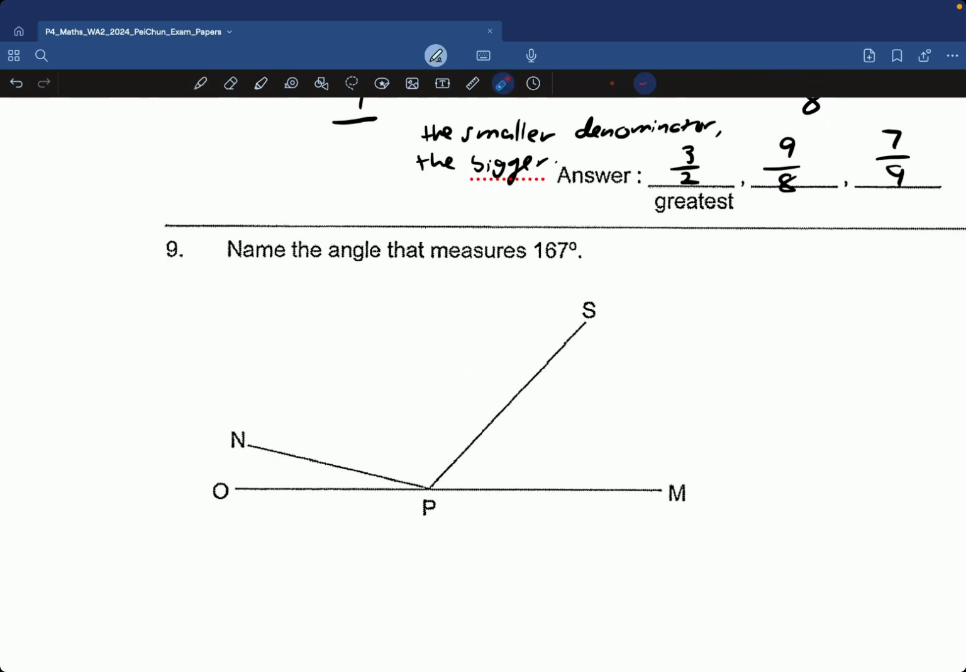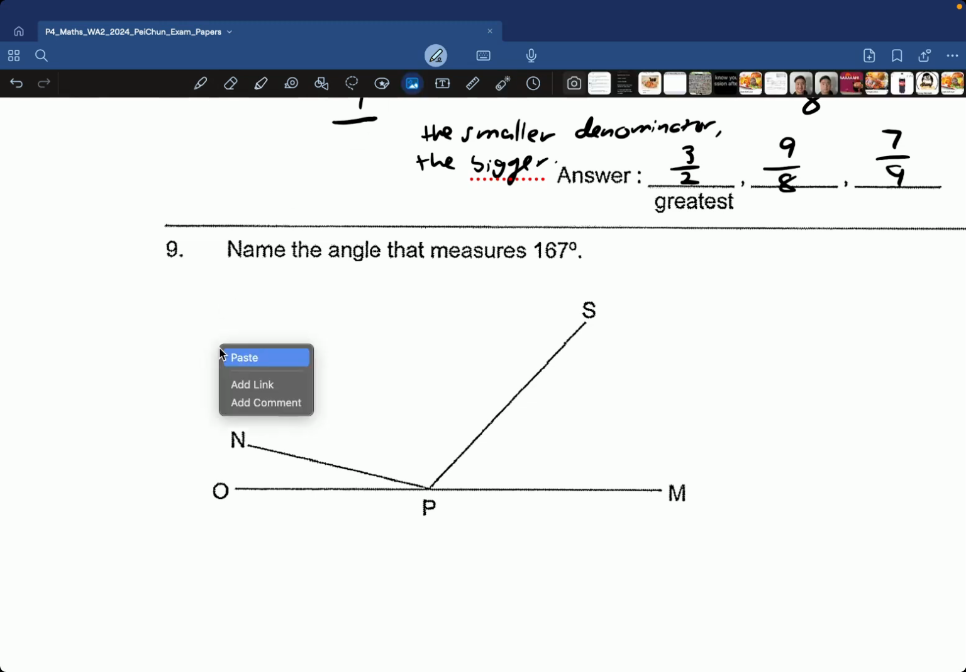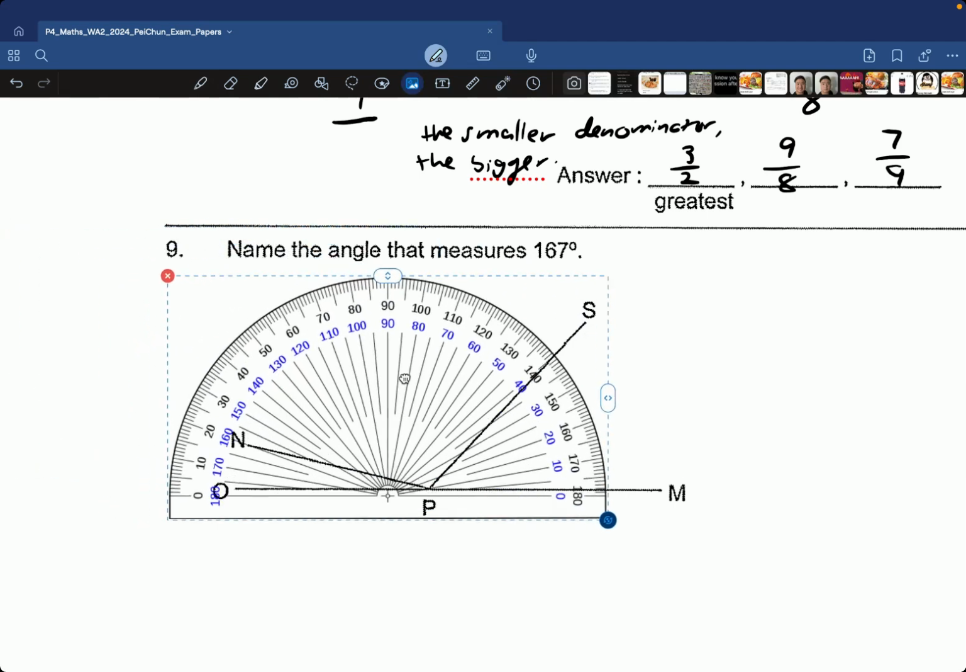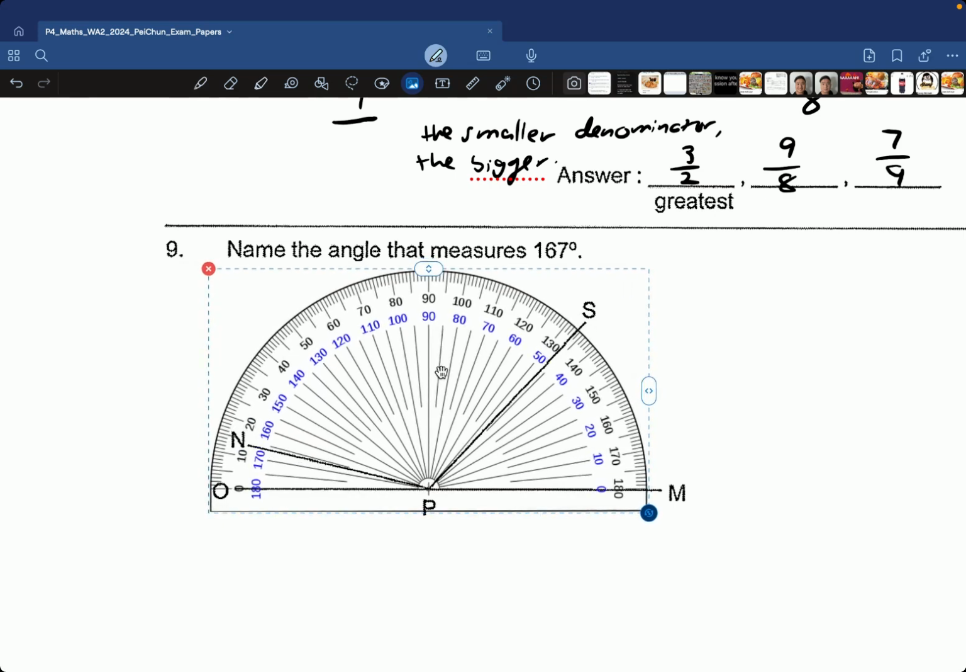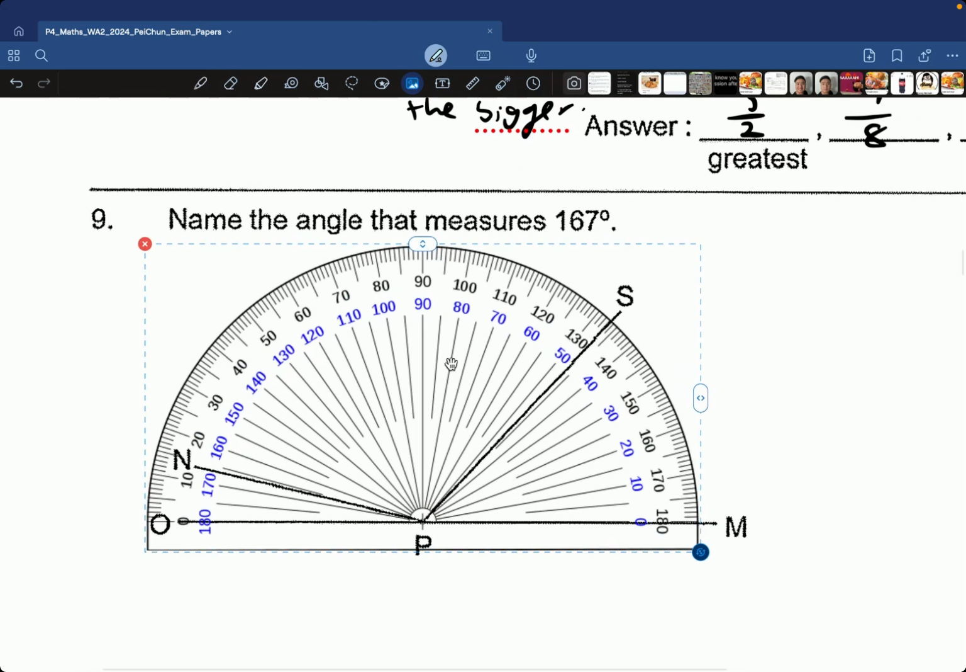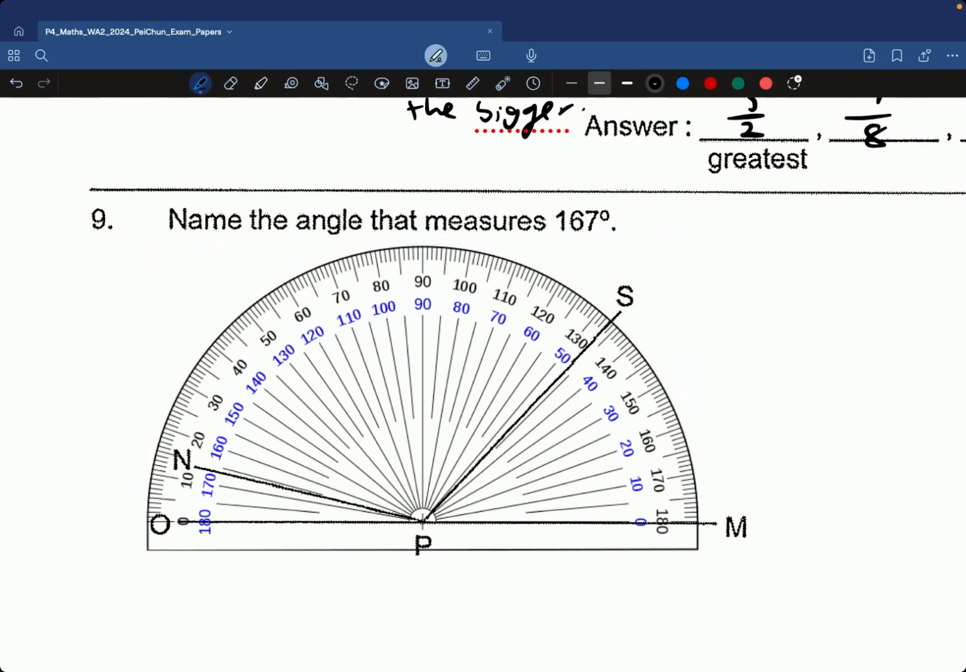All right, so name the angle that measures 167 degrees. So what I need to do is to get my protractor. So let's see if I can paste my protractor. Okay, so let's put our protractor in the middle, at P over here. All right, can you see if we can get our 167 degrees? So let's start with M, right? So M, that means we start from 0. Okay, and then maybe we end at N, because N is quite large.